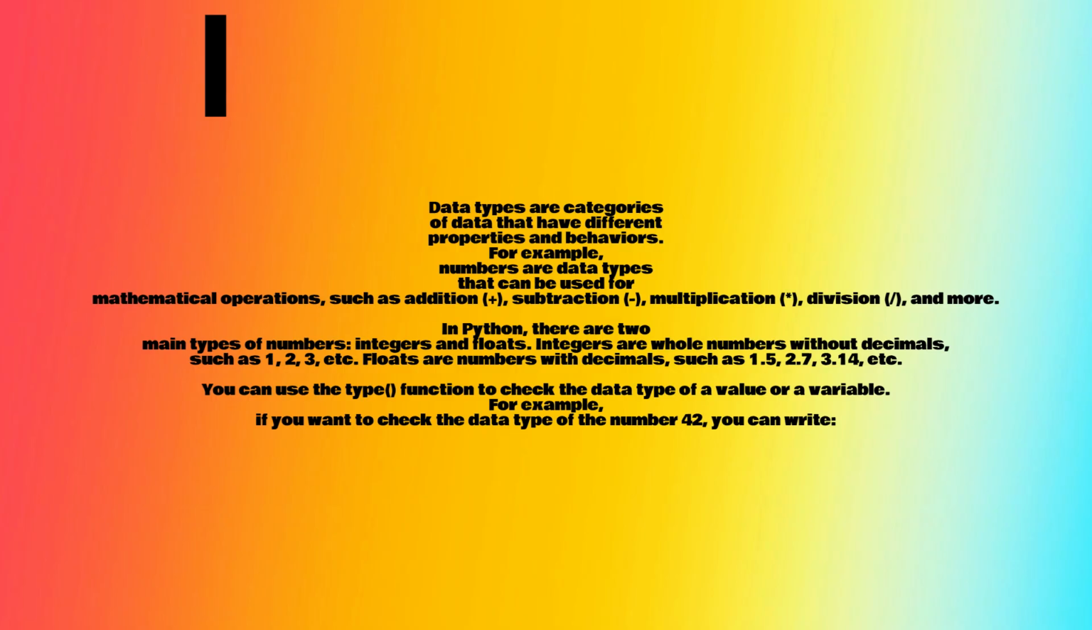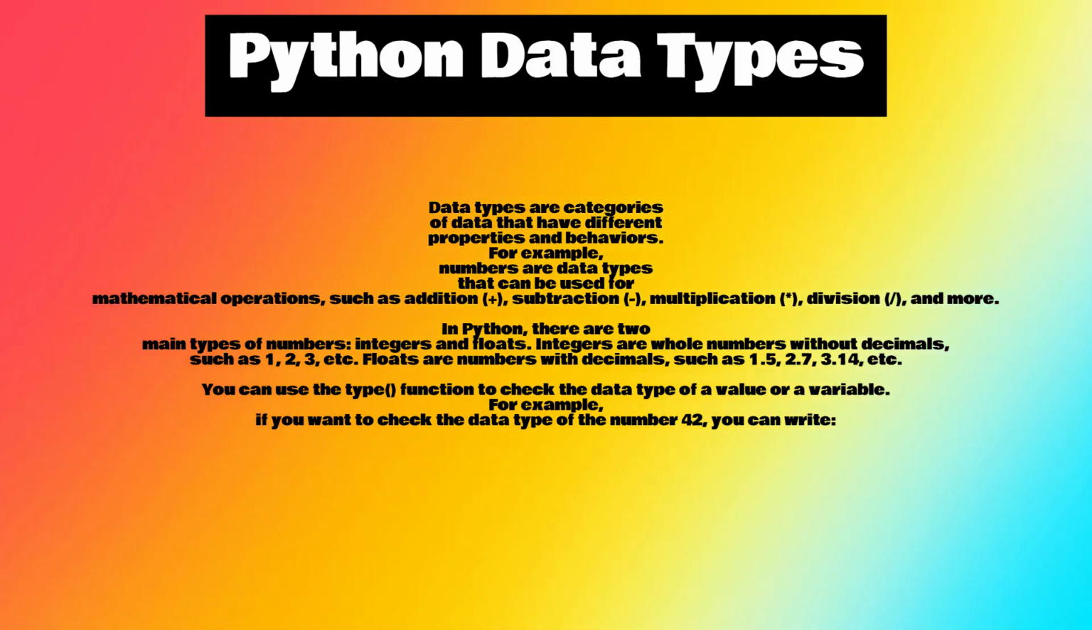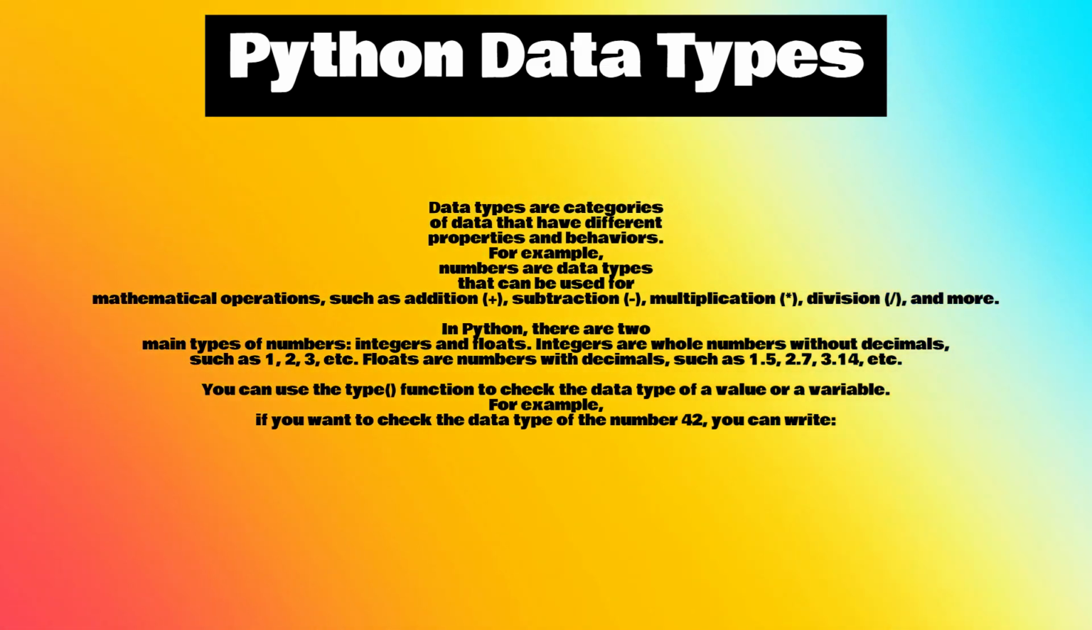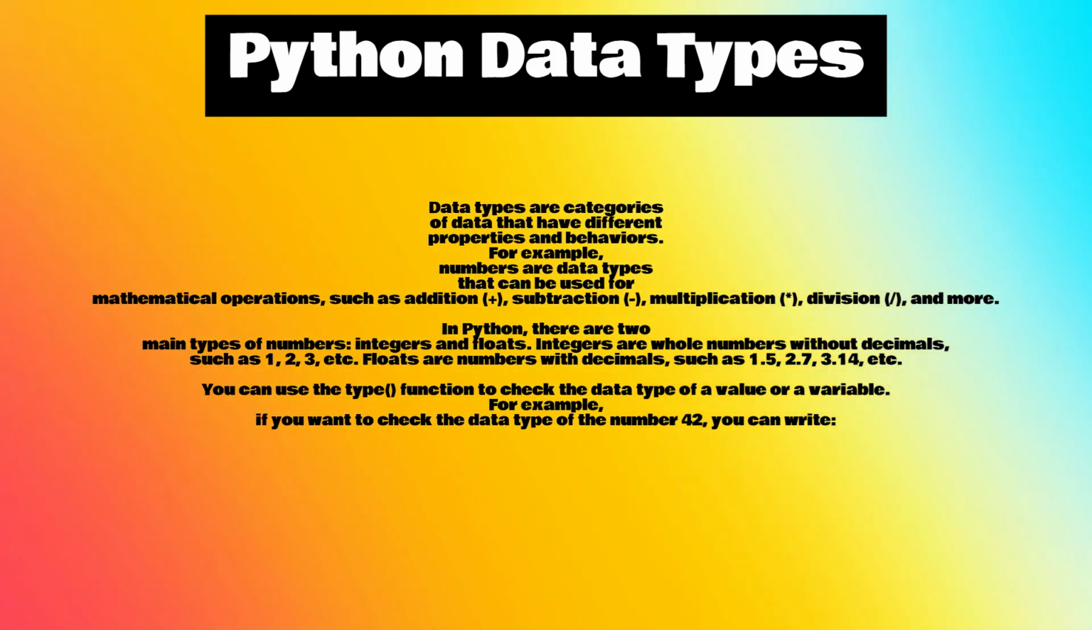For example, numbers are data types that can be used for mathematical operations, such as addition, subtraction, multiplication, division, and more. In Python, there are two main types of numbers, integers and floats. Integers are whole numbers without decimals, such as 1, 2, 3, etc. Floats are numbers with decimals, such as 1.5, 2.7, 3.14, etc.